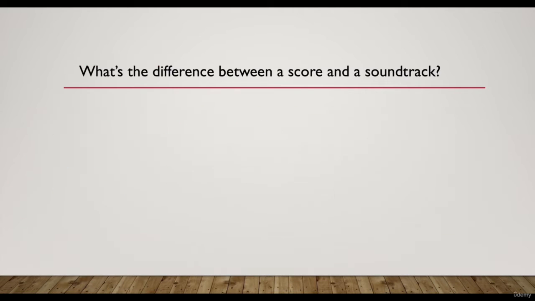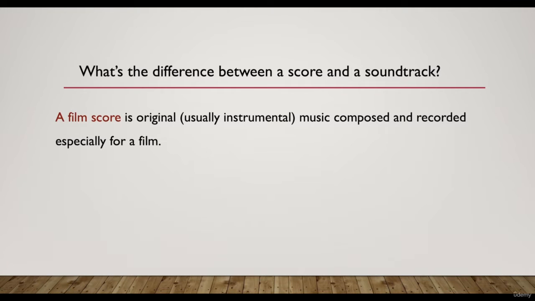Now you can ask about the difference between a score and a soundtrack, because when we talk about music for a film or movie, we often use the word soundtrack. So let's see what the difference is. A film score is original, usually instrumental music, composed and recorded especially for a film. So it's not a song that has existed before the movie. Let's watch an example of a film score.